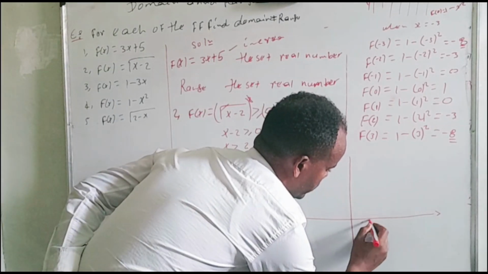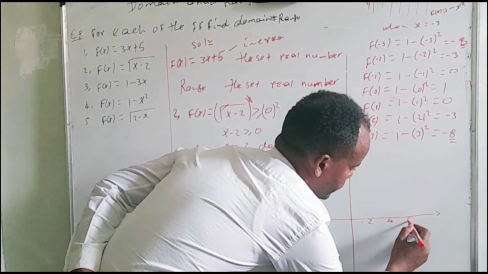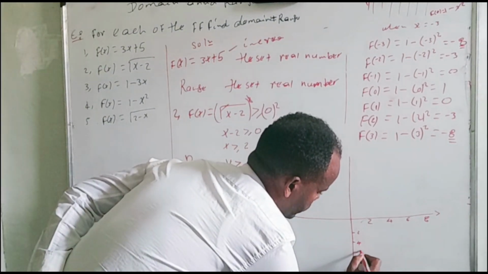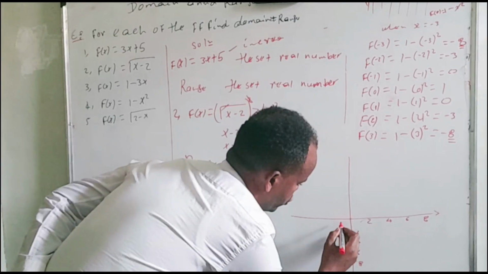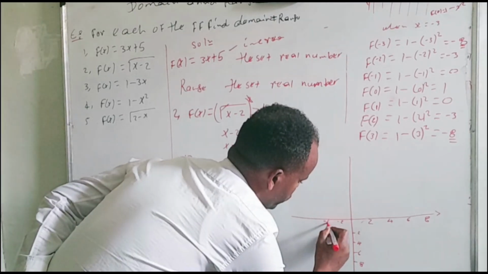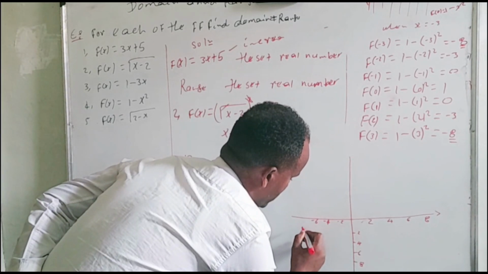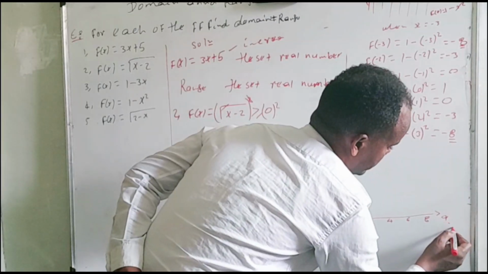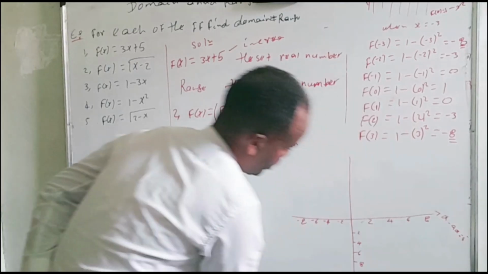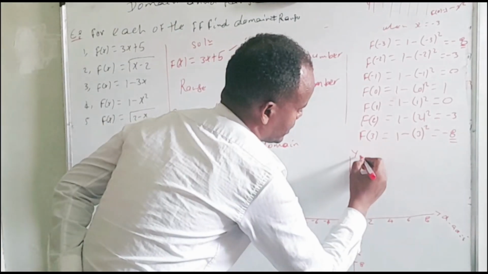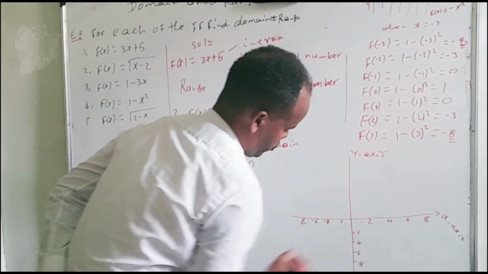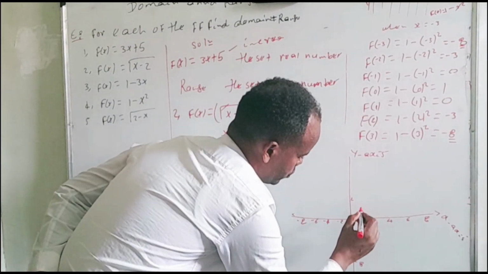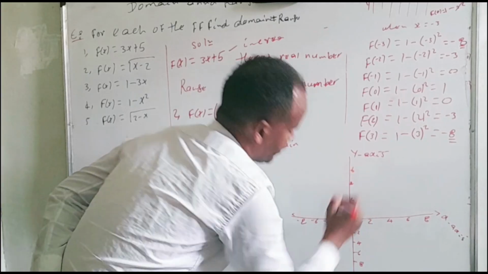Here is 2, 4, 6, 8, minus 2, minus 4, minus 6, minus 8, and this one is minus 2, minus 4, minus 6, minus 8. This is the x axis, and this one is the y axis. Here is positive 2, 4, 6.